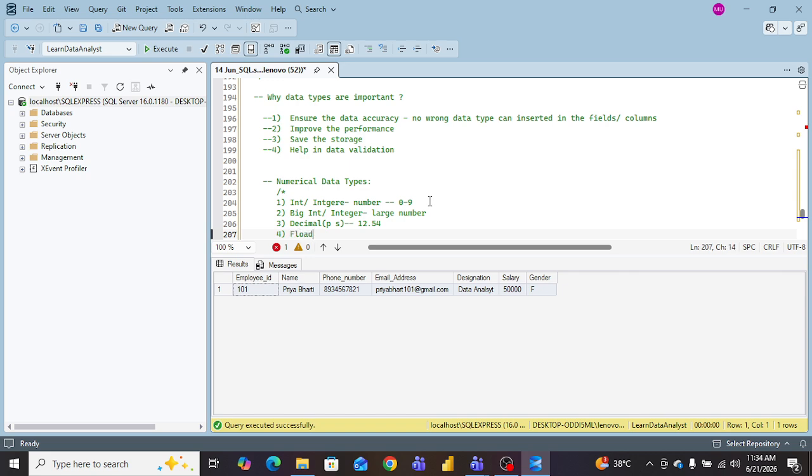The fourth is float. What do you understand about a float value? Float. Okay, I'll tell you. I thought you had done engineering, you know this. Approximate.